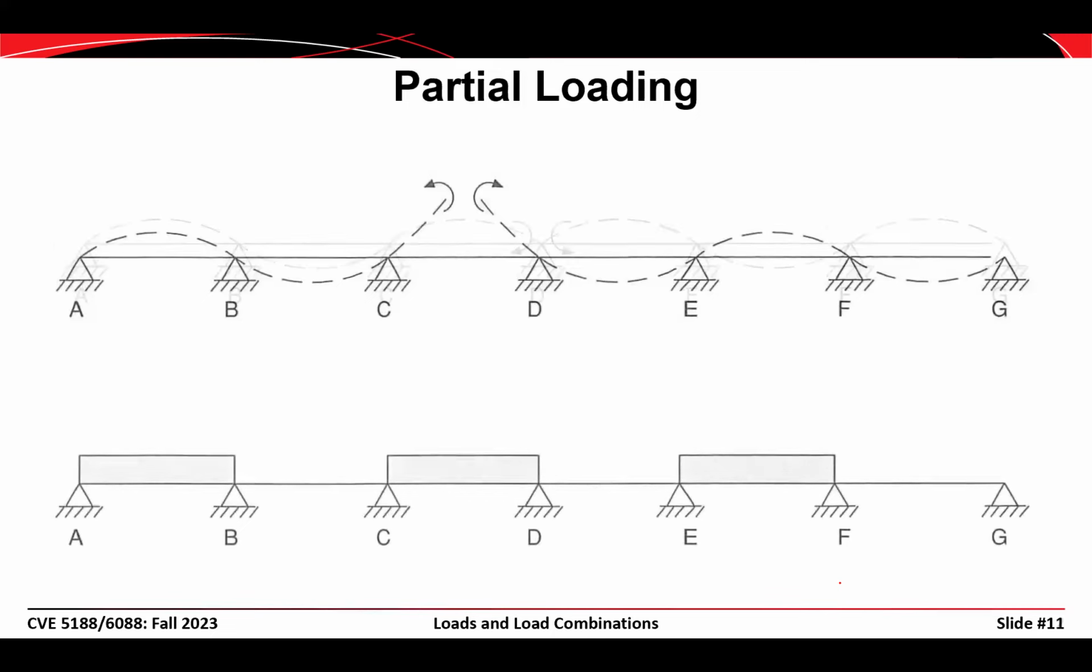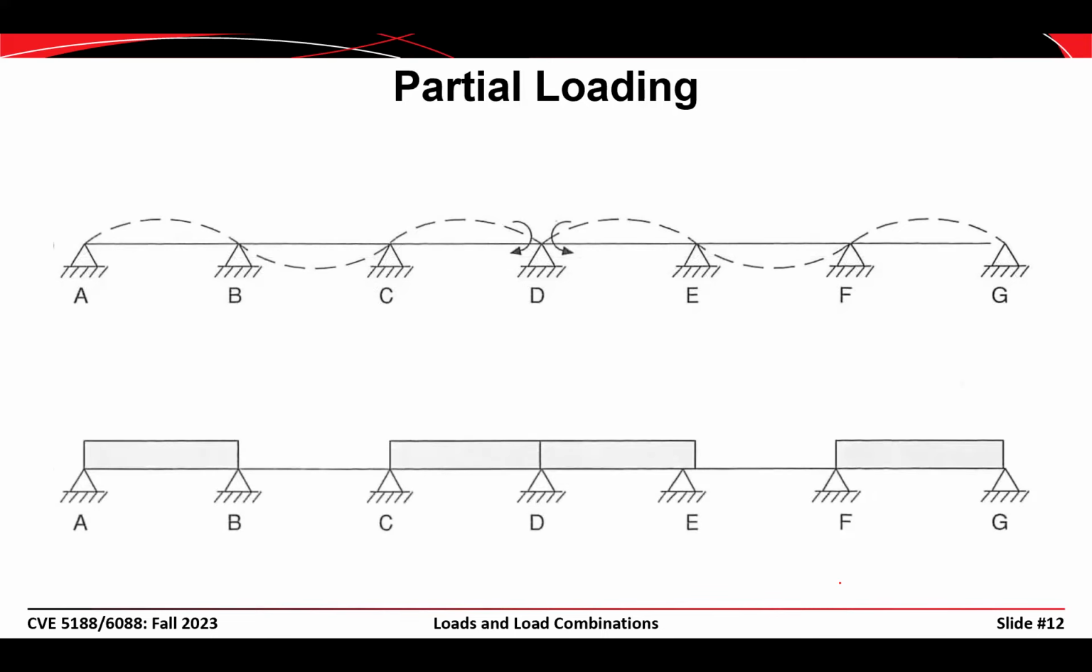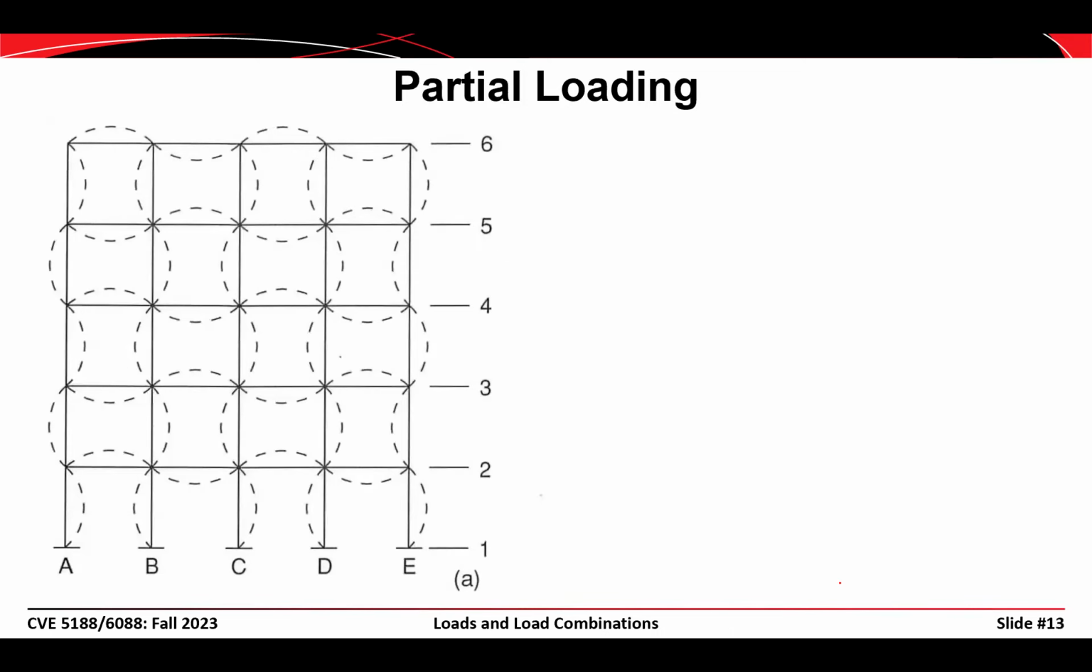On the other hand, if we're looking at the maximum negative moment over support D, then in that case what we would do is load spans AB, CD, DE, and FG, and we would leave spans BC and EF unloaded. This is a bit problematic when we go about our analysis, because it's hard for us to set up the loading. It can be challenging to set up the loading so that we account for all of these possible permutations. It gets even worse when you consider a building structure like this.